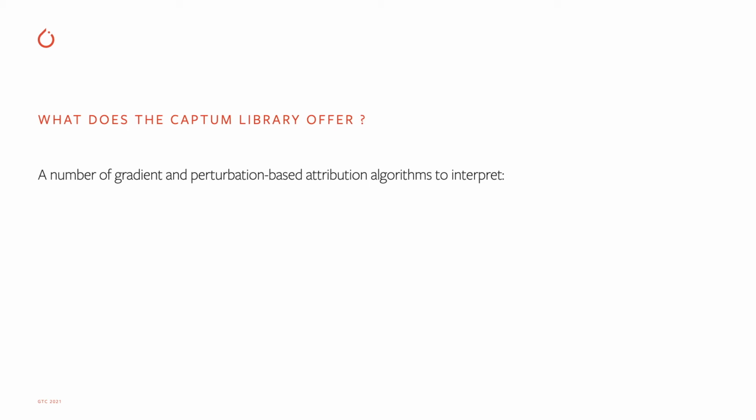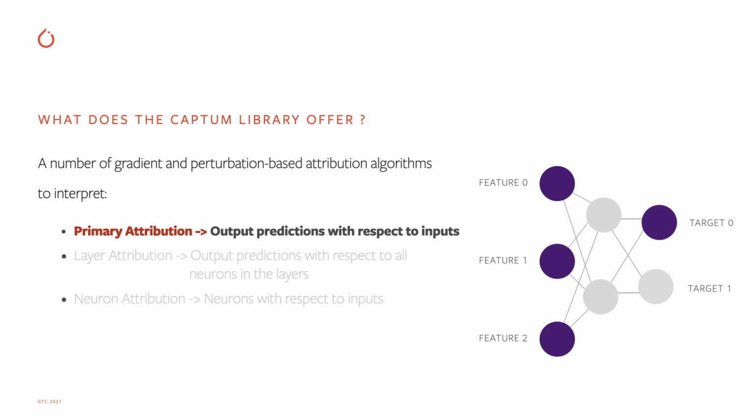The attribution algorithms can be grouped into three categories. The first category of attribution algorithms, also known as primary attribution, allows us to attribute an output prediction to the inputs of the model. These attribution algorithms are also known as feature importance algorithms, such as LIME, KernelSHAP, integrated gradients, or feature ablation.